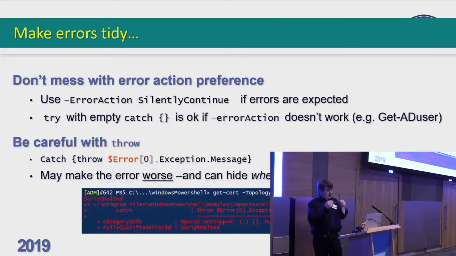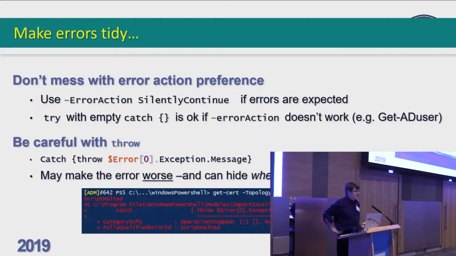And error handling. A number of places I used to see people changing error action preference. It's just one of those ones that kind of says, yeah, okay, so you've learnt one of the ways of stopping errors occurring, but actually this is not really what you should do. Error action silently continue is useful. There are a few commands that don't work with that. Some of the ones in AD, Get-ADUser was one that springs to mind. They don't actually take any notice of error action preference, so you need to wrap them in try catch. And normally, an empty catch is a kind of bad thing to do, but again, you can allow yourself an exception if the error action doesn't work.